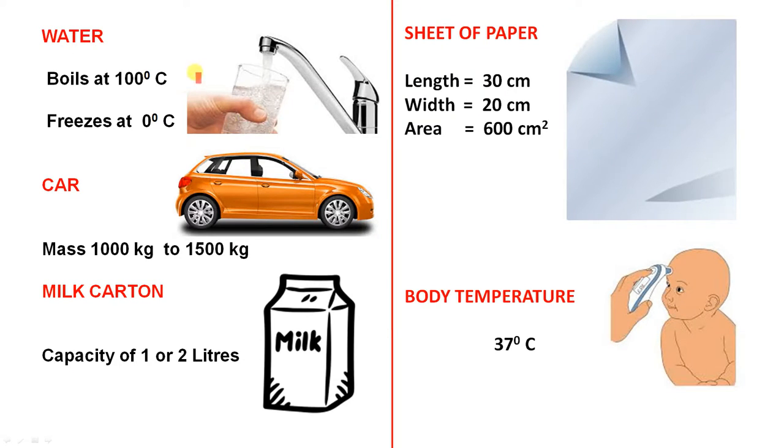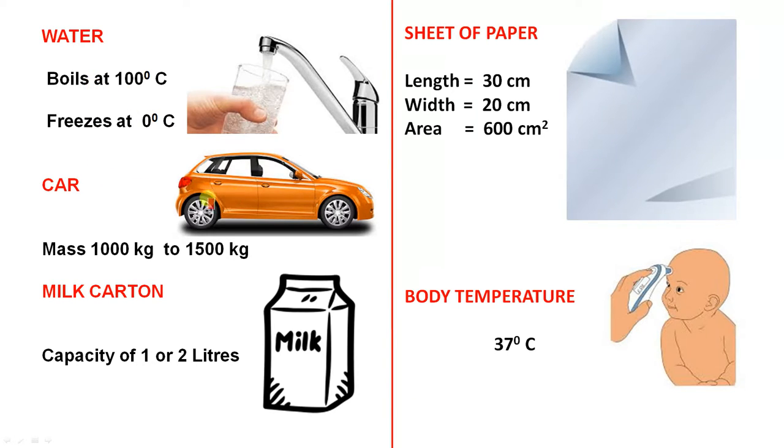Let's look at water. If we're talking about the boiling point of water, under normal conditions it's about 100 degrees centigrade. When water freezes, it freezes at about 0 degrees centigrade under normal conditions. So these are units and numbers and measurements we use when we're talking about water with respect to the boiling point and the freezing point.